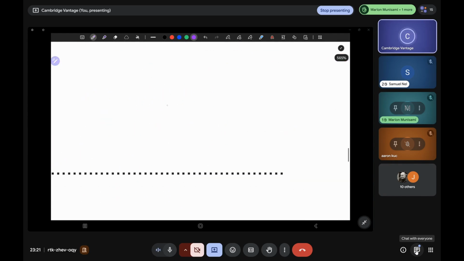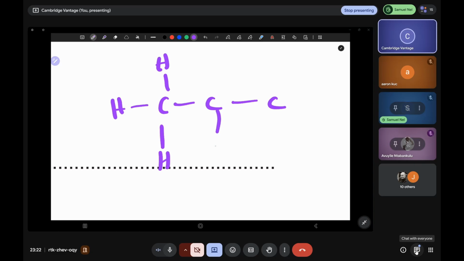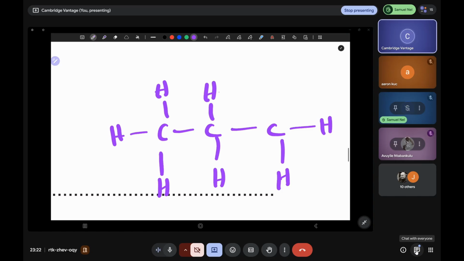Let me just draw out one. Carbon, carbon, carbon, H, H, H, another H, and another one, another one, another one. This is propane. Now what can happen is one of the hydrogens over here is replaced with chlorine.